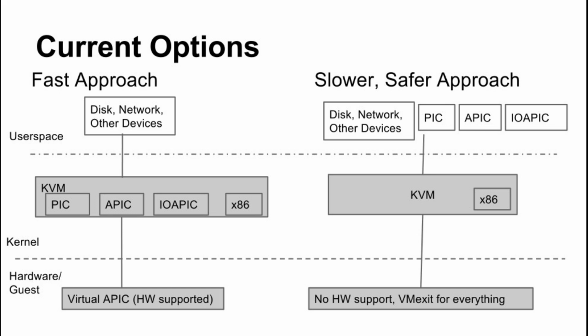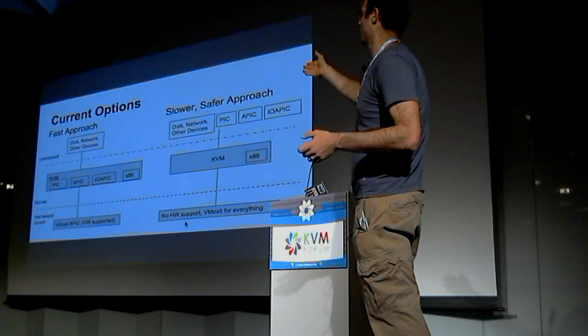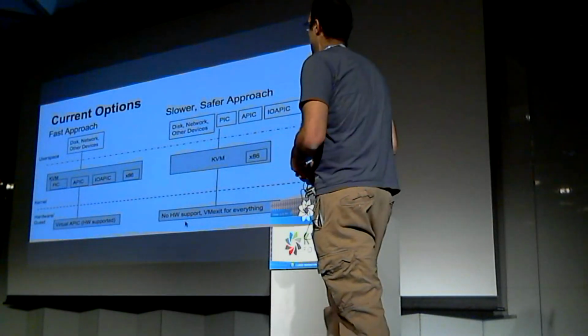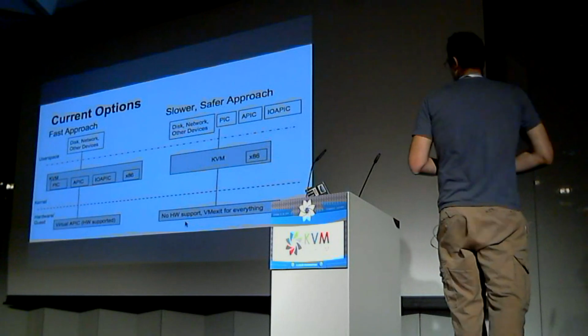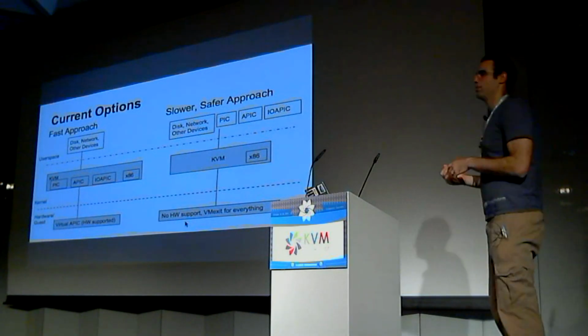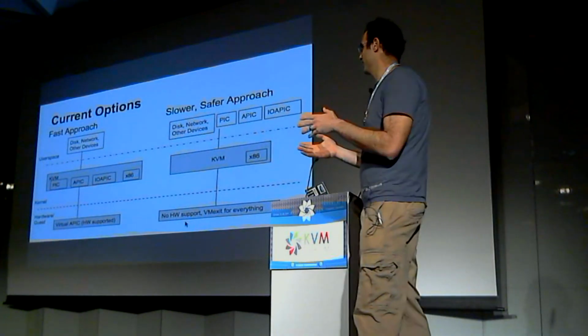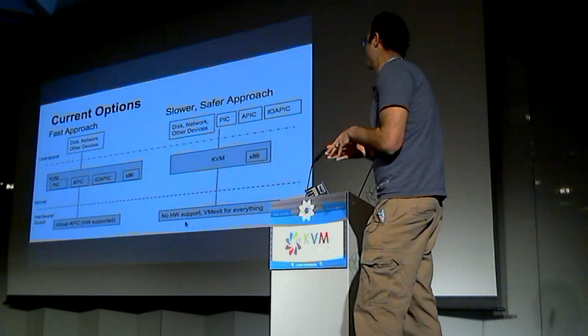So I'll talk a little about the current world of KVM. There's the fast approach, which is sort of the common approach, where disk, networking, and most devices are in user space. And then in KVM, there's lots of things, but there's 4 things that I notice and note.